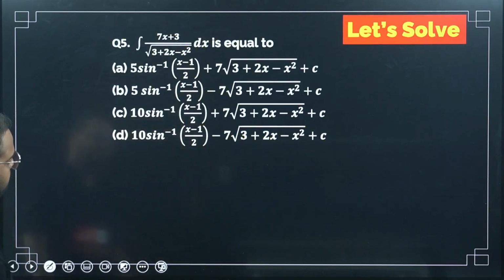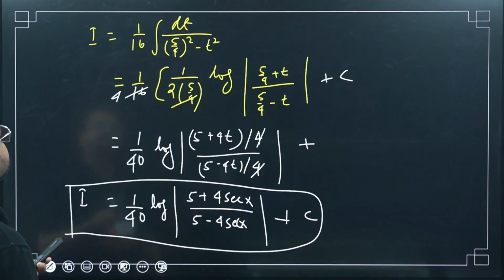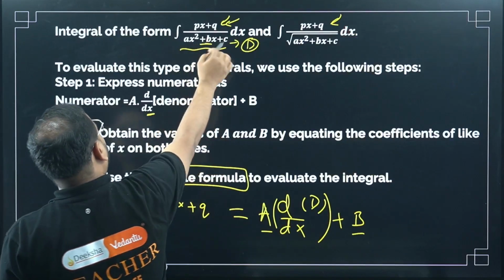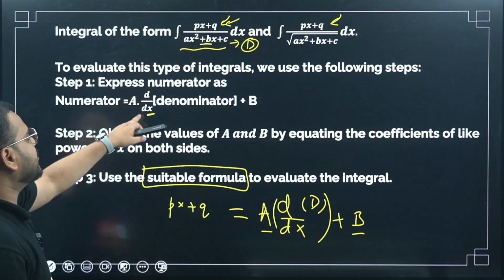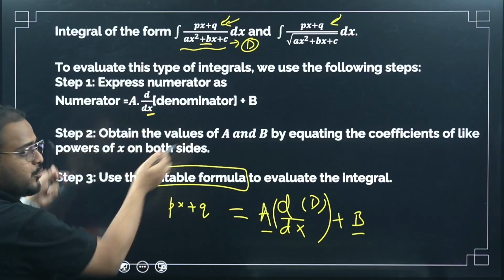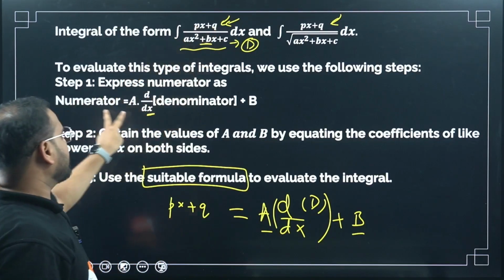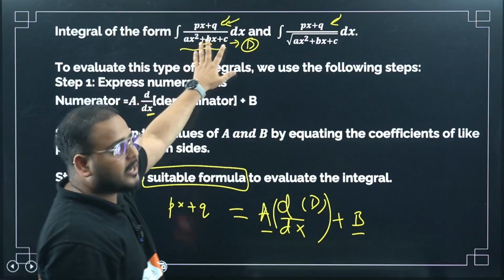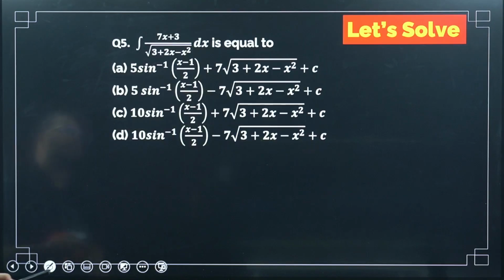Now this is that case. Which case, sir? Please see this. Whenever you have a linear numerator and the denominator is in the form of either a quadratic or square root of a quadratic, what do we do? We write a times d of dx of the denominator plus b. So I will use this rule only. What I'm going to do: write my numerator px plus q equal to a, another variable I'll assume, times the differentiation of the denominator plus b. Same thing I'm going to do first. Let me show you. I'll write this part first.